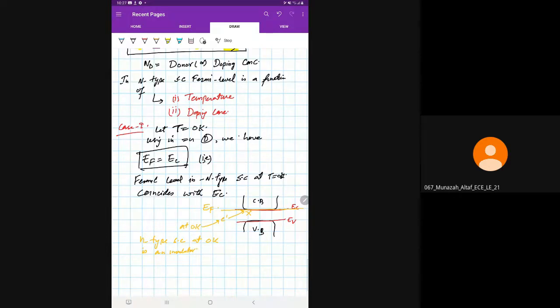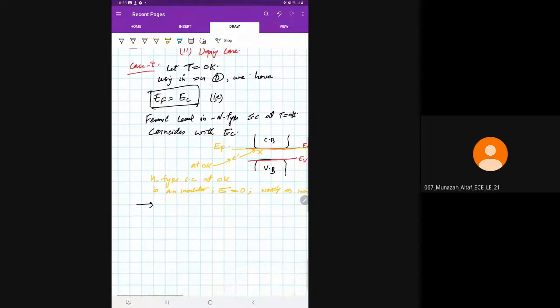Since at 0 Kelvin the charge concentration will be 0, therefore sigma is also 0. Sigma is the conductivity. Because no charge carrier will be present in the conduction band, sigma will be equal to 0, and we can say that it will be working as an insulator.